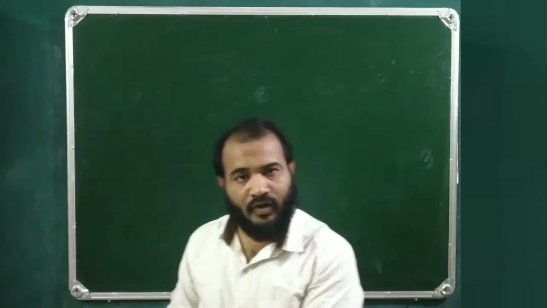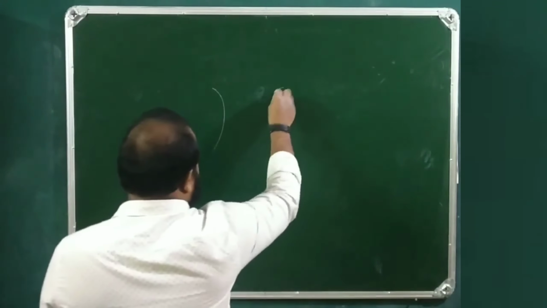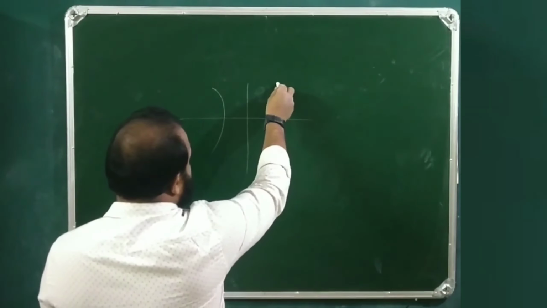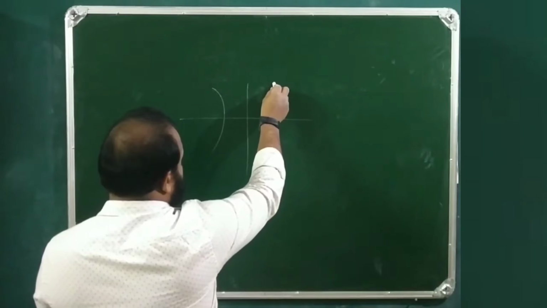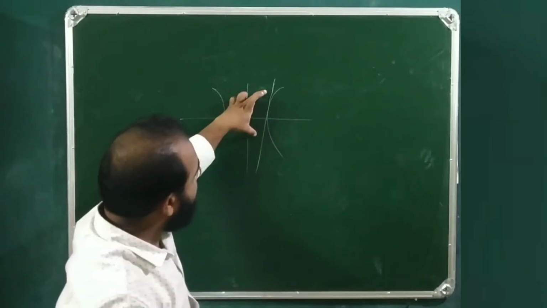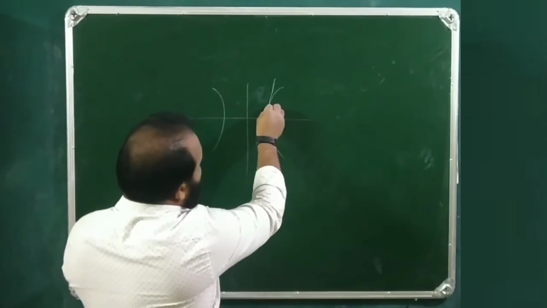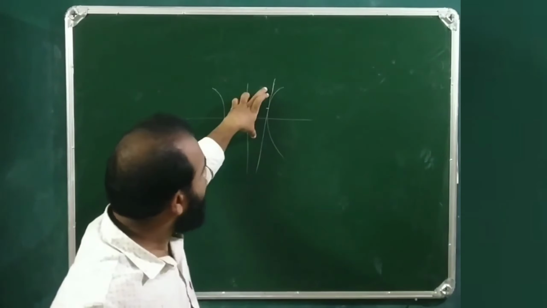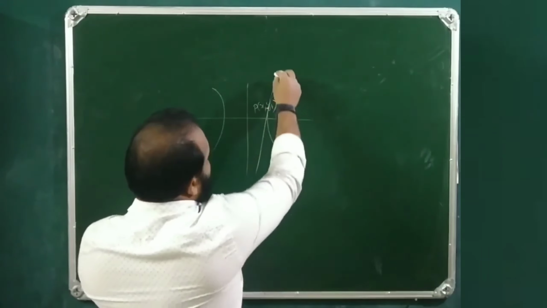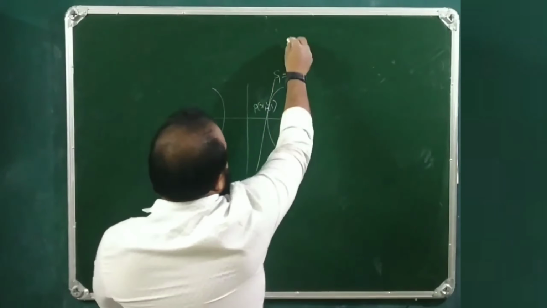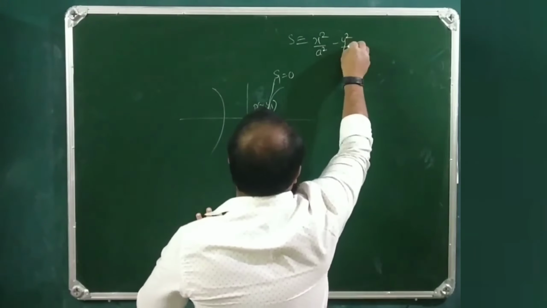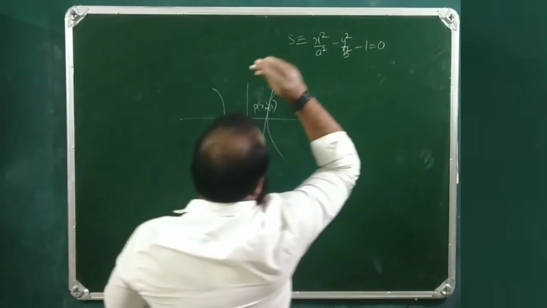So tangent we know. So this is the hyperbola. This line is a tangent to the hyperbola because this line touches the hyperbola at a unique point. So this is the tangent to the hyperbola at P(x1, y1), which is S1 equals 0. So if S is x square by a square minus y square by b square minus 1 equals 0.